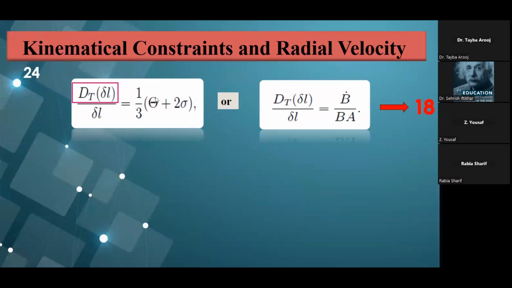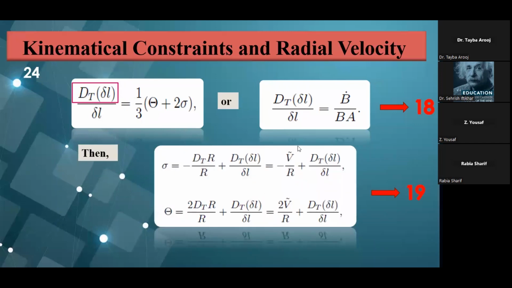Or this one, because one can get the value of theta, which is the expansion scalar. This is not the angle, this is the big Theta, the expansion scalar. It has a specific form. One can calculate this form from the data points, and then sigma, and after substituting their values, one can get this equation number 18. And then we have sigma and theta equal to this one.